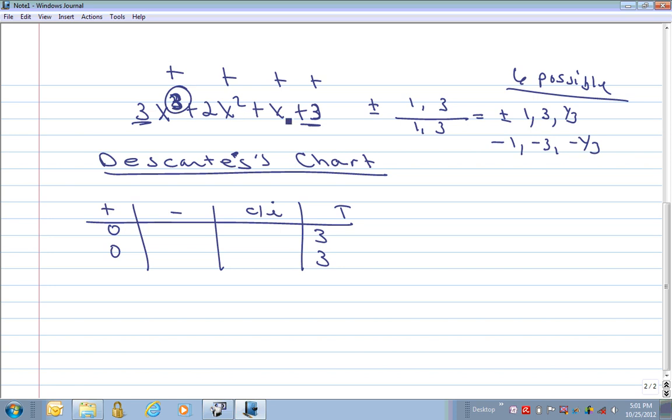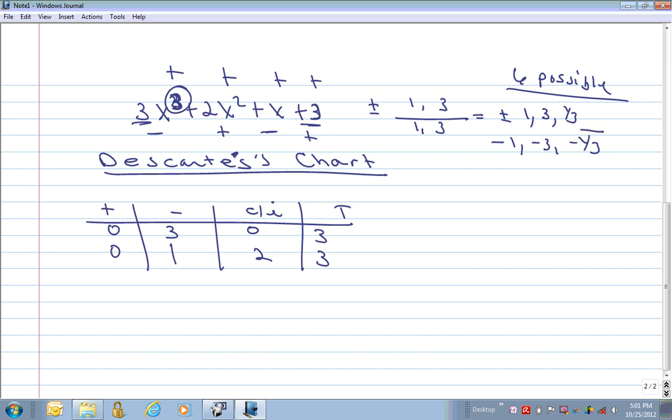Let's try the negatives. If I put in my negative values for x, negative cubed is negative times a positive 3 would be negative. Negative squared is positive times a positive 2 would be positive. Negative would be negative, and then a positive 3. So you have 1, 2, 3 sign changes. So you'd have 3, and then reduce it by 2, which would be 1. So you could have 0, 3, and 0, or you'd have 0, 1, and 2 as our chart.